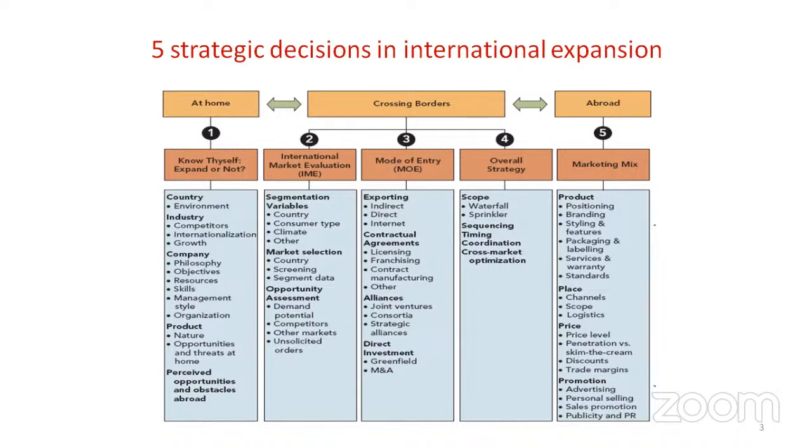Once this is all over, he thinks about the marketing mix, that is, the four elements of marketing a product: product, place, price, and promotion. Then, according to the market situation, he will lay down decisions relating to product branding, styling, packing, labeling, services, warranties, and the standards he has to follow for his product.